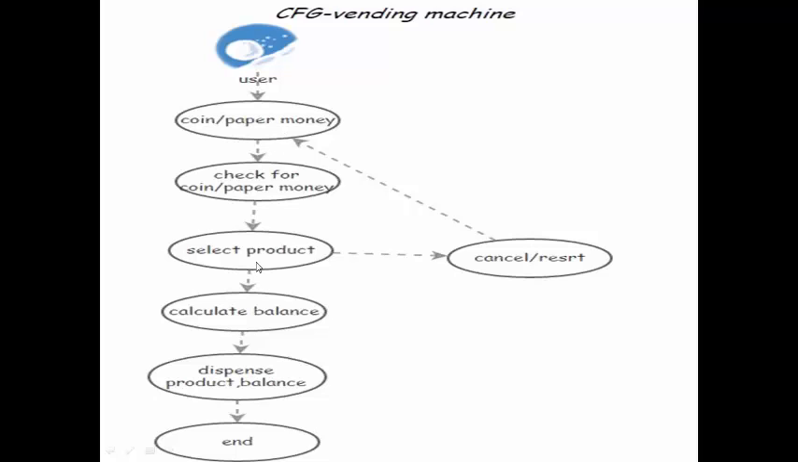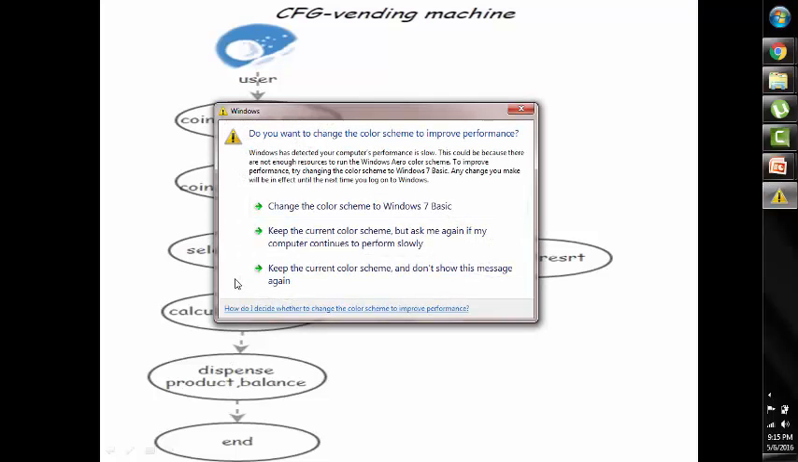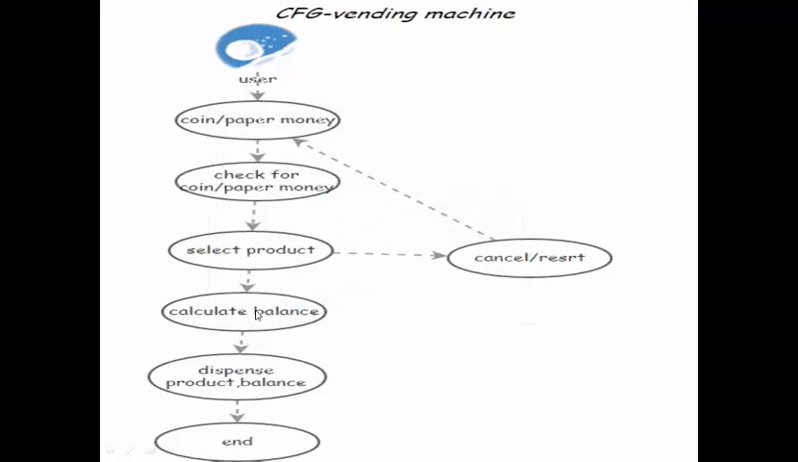If you are selecting the particular product, we can calculate the balance. The amount of the product which you are selecting depends upon the amount you inserted. Depending upon the amount you inserted, the machine will calculate the remaining balance. If you are giving more amount, then the remaining balance will be calculated, and the remaining balance will be dispensed, product plus balance, and given as an output.